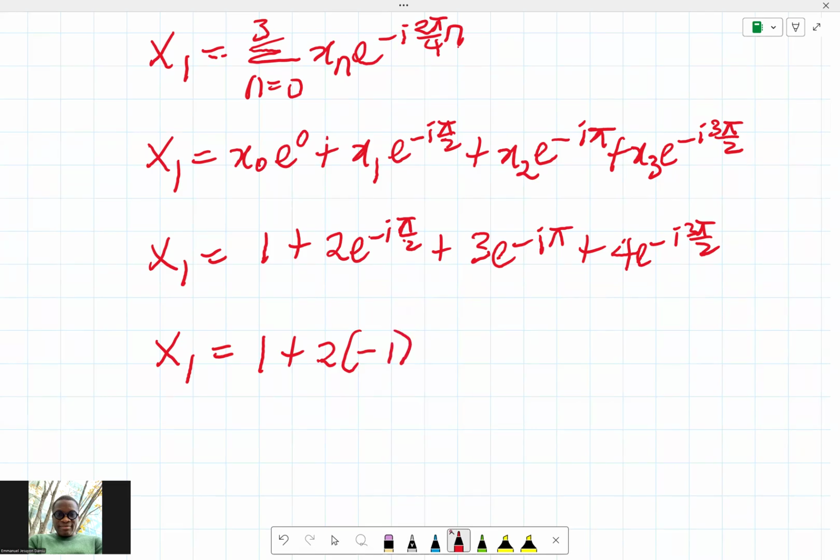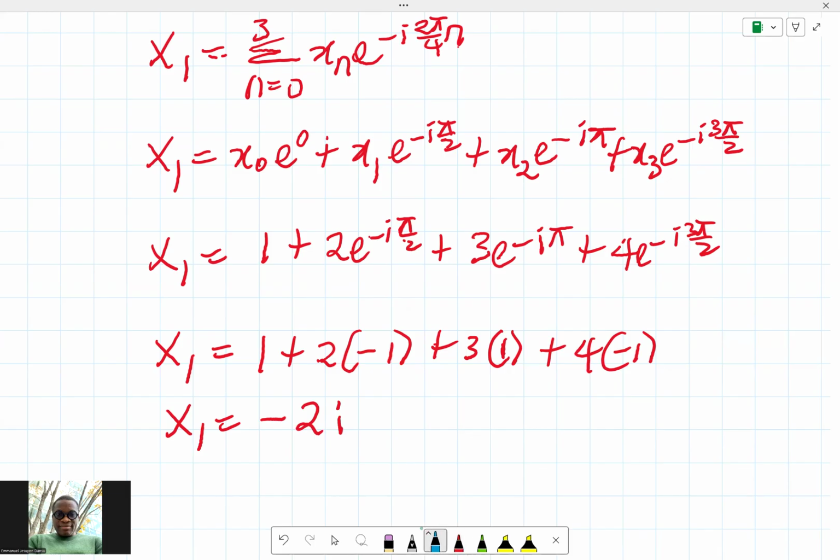So this is minus 1 here, plus 3 into, here again, we have cos 180 minus sine 180. I think cos 180 should be 0, I'm not sure. Then sine 180 is 0. But whatever that is, that's simply cos 180 minus sine 180, and that ends up giving us 1. Then we have 4 into cos 3 pi over 2 minus sine 3 pi over 2. That ends up giving us minus 1. So at the end of the day, x1 is 0 minus 2i, that's simply minus 2i.